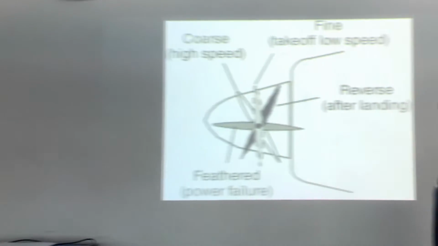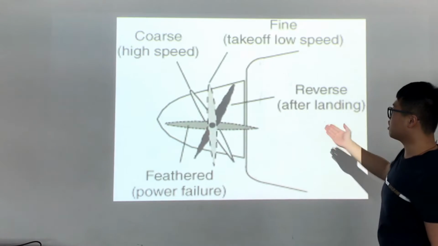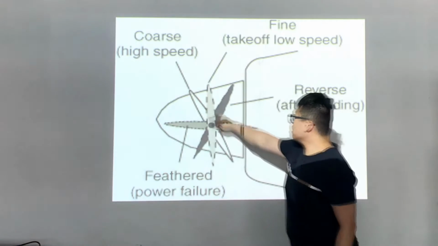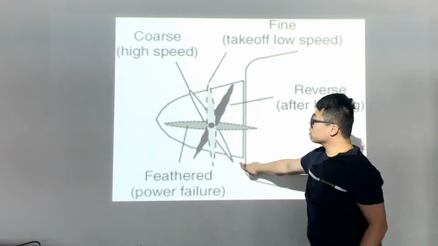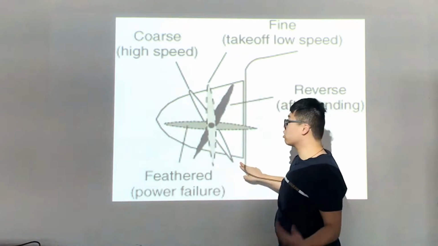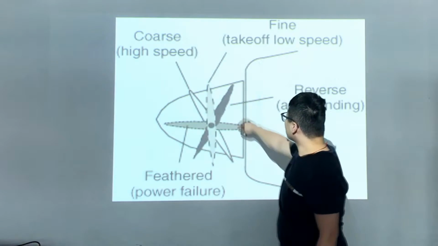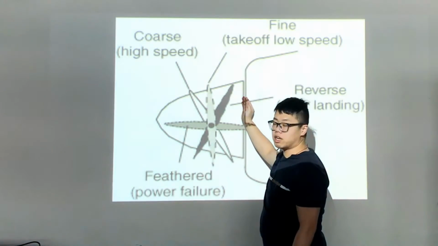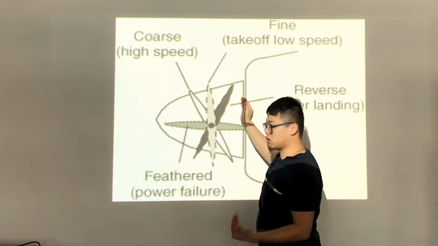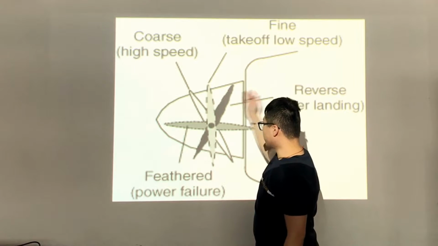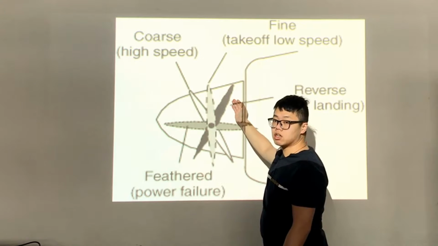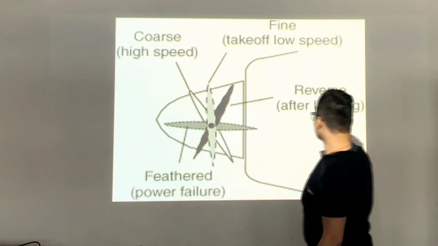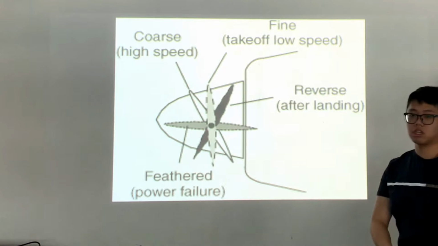And in this diagram, that's showing the difference of angles of the propeller. You can see that this one is a coarse pitch, and this is a fine pitch. And if the aircraft is landing and wants to reduce the speed, they will reverse the propeller's angle to reduce the speed. So that's a reverse angle.